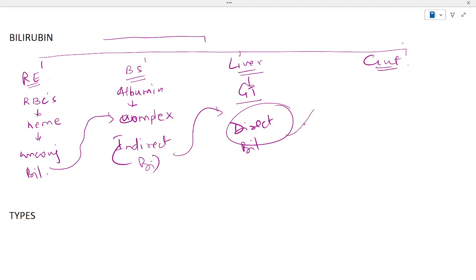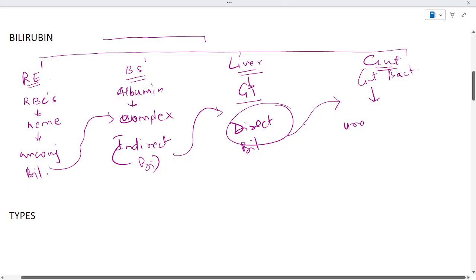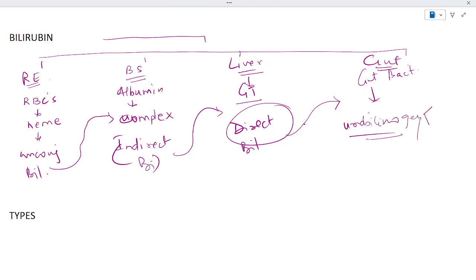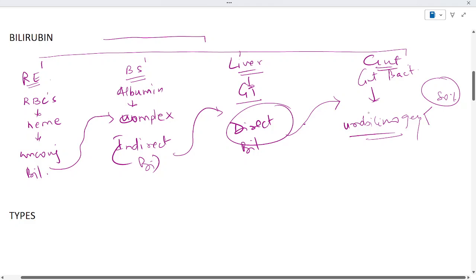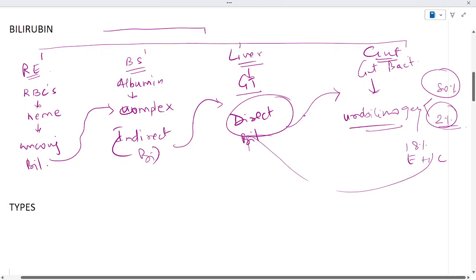This conjugated bilirubin or direct bilirubin enters the gut, where, with the action of the gut bacteria, it is excreted in the bile and converted into stercobilinogen. Then it starts excreting, where 80% of the excretion is through feces in the form of stercobilin. 2% of it is excreted in the urine in the form of urobilin, and 80% of it enters the enterohepatic circulation. That is, again, it goes back to direct bilirubin or conjugated bilirubin. So this is the metabolism.